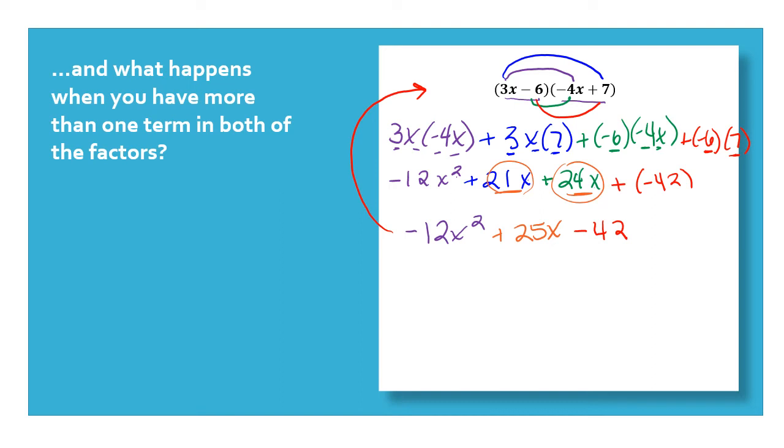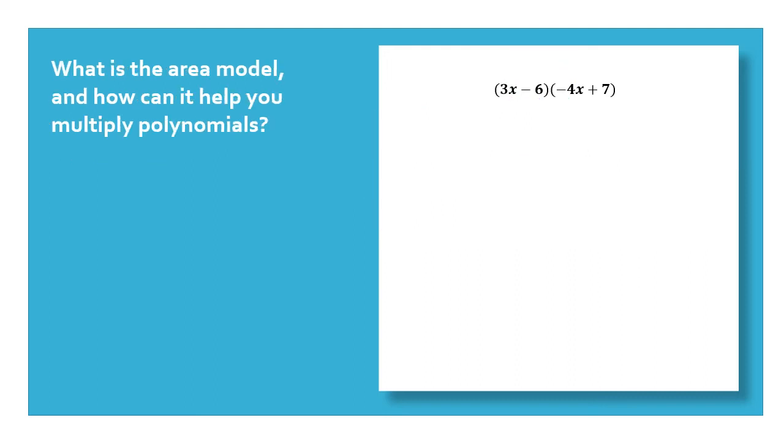There's a lot of keeping track of numbers that go on to make sure that you've multiplied everything. But I have a little shortcut way that I want you guys to know about too, because that might be a way that you like to do this. Okay, so I want to take that same problem and I want to look at the area model. What is the area model? How can it help you multiply polynomials?